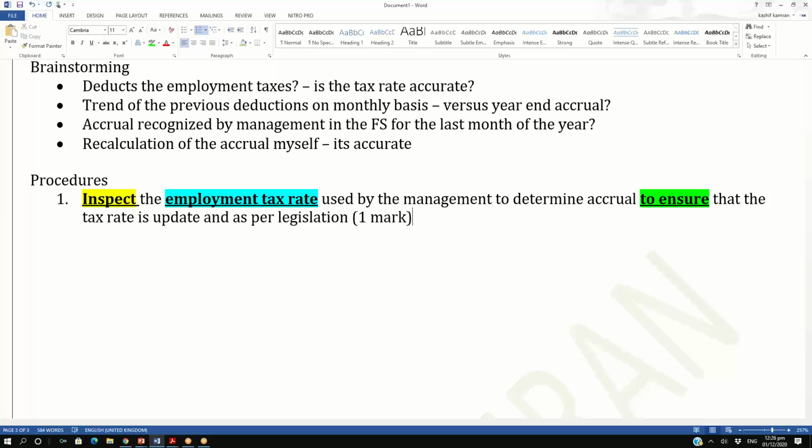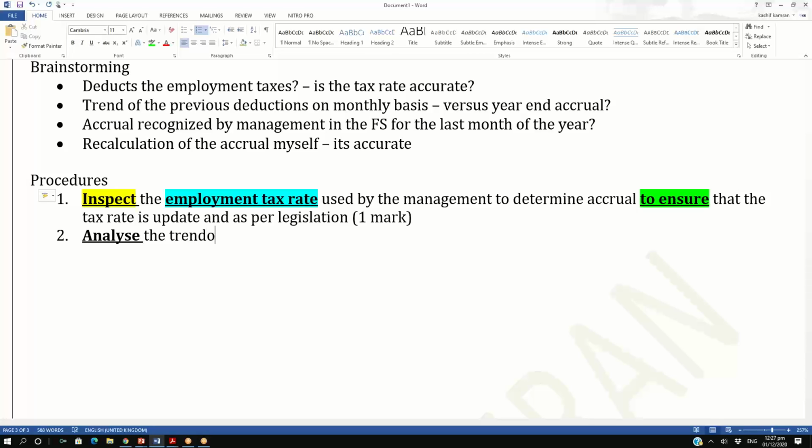Action, source, purpose. And was it from the case study? Because the case study was telling me that the company deducts tax as per the tax legislations. So I need to confirm that. My procedure is not a rote-learned procedure from the BPP Kaplan book. It was coming out of the case study. So if you have a yellow, if you have a blue, if you have a green in your procedure, it's 1 mark. The next one, trends. Analyze.